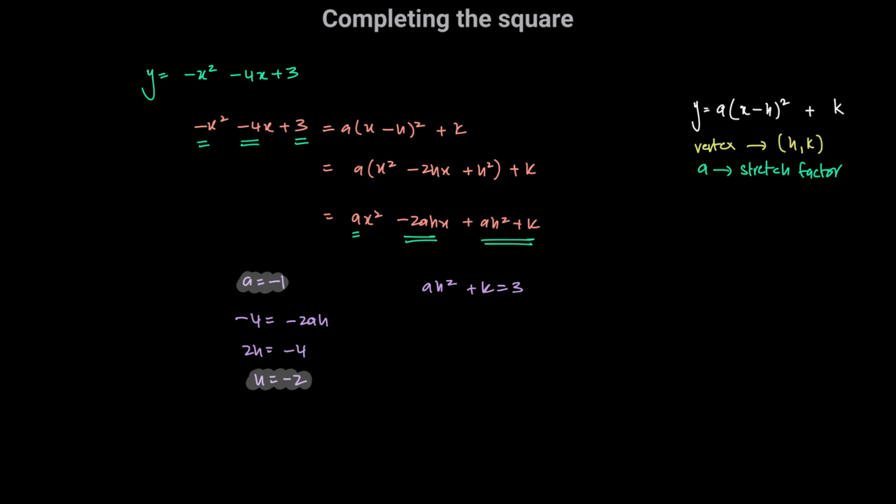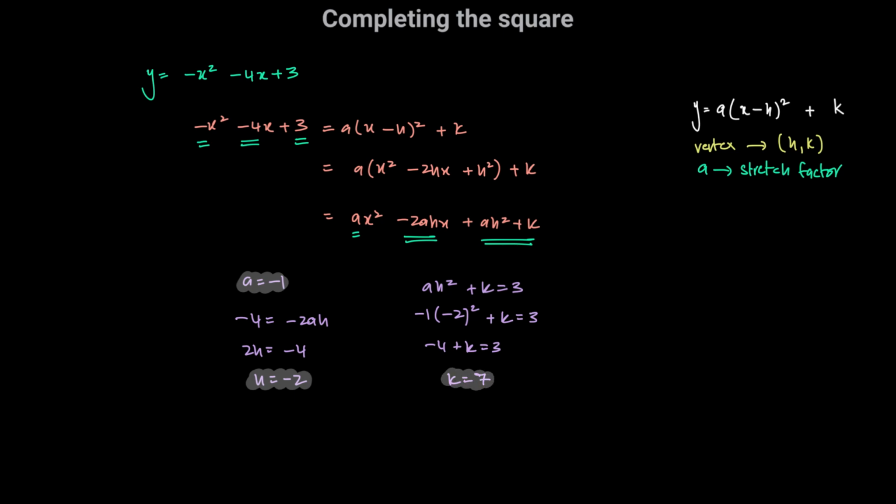Now a is equal to -1 and h is equal to -2. So we have -1 times -2 squared plus k is equal to 3. And -2 squared is simply 4. So -1 times 4 is -4, plus k is equal to 3. And if we add 4 on both sides, we get k is equal to 7.